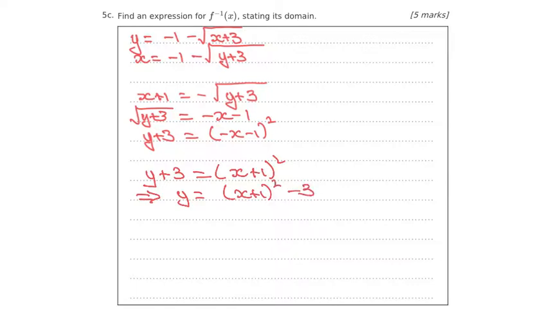Now we have to state its domain. Well, the original function had a range of y less than or equal to -1. Therefore, the domain of its inverse is x less than or equal to -1. The domain and range of the original function and its inverse are the same.